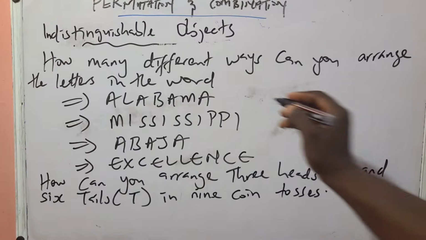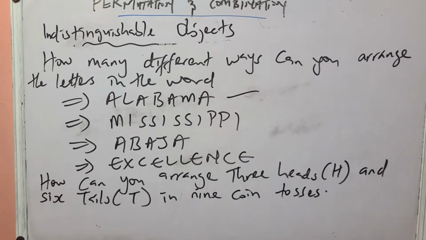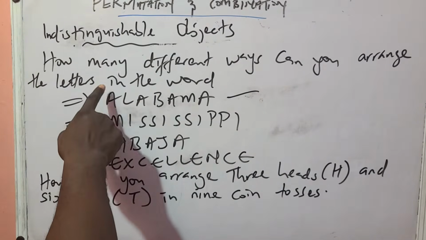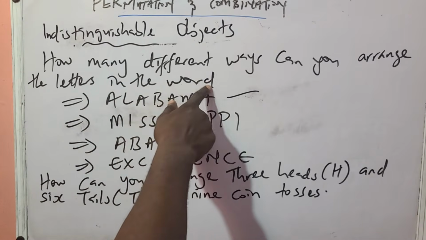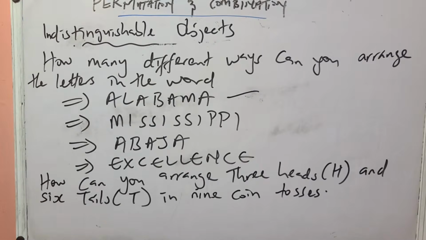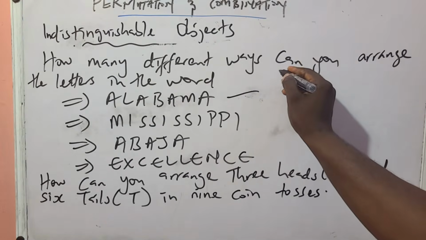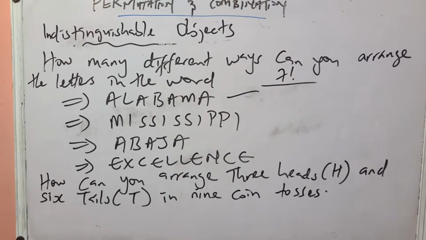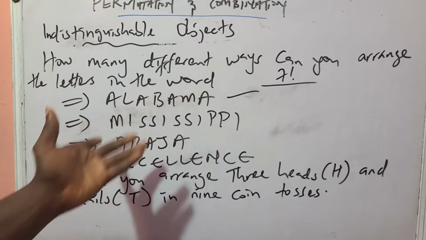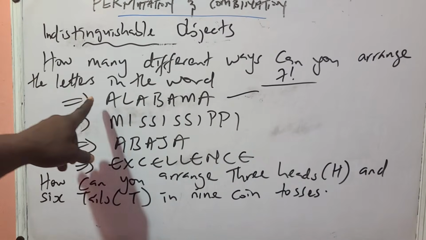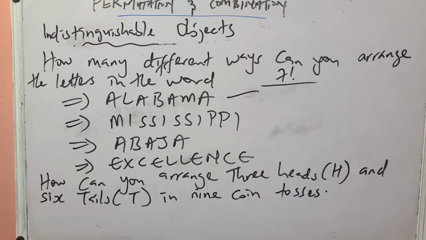Now, look at Alabama. How many objects do we have in all? We have not different because some are not different. 1, 2, 3, 4, 5, 6, 7. We have 7 objects there. So that obviously will be 7 factorial over. Now, do we have any indistinguishable object? Yes, we do. We have A. But how many times do we have A? 1, 2, 3, 4. That is 7 factorial over 4 factorial.